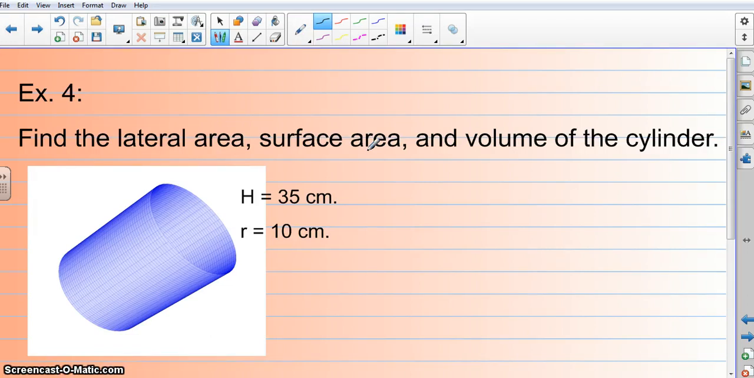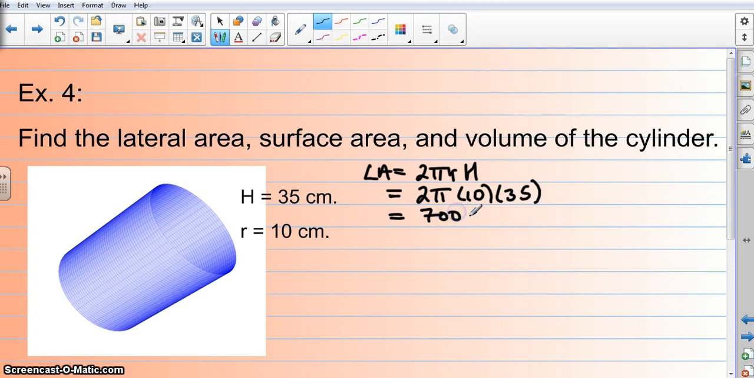Welcome back. I'm going to quickly zip through the lateral area, surface area, and volume again. Lateral area is 2 pi r, that's circumference, times height. So 2 pi times 10 times 35. 2 times 10 is 20. 20 times 35 gives me 700 pi centimeters squared for my lateral area.